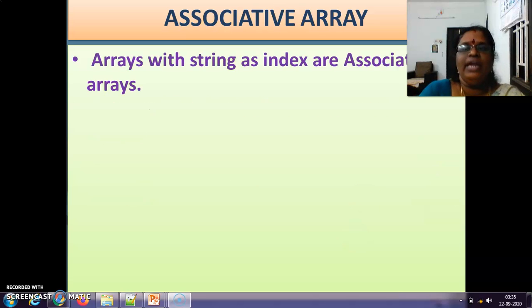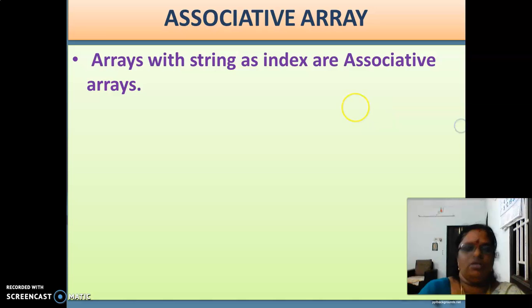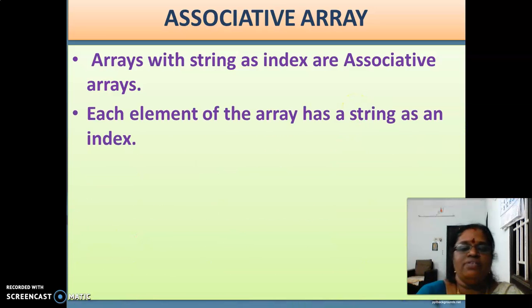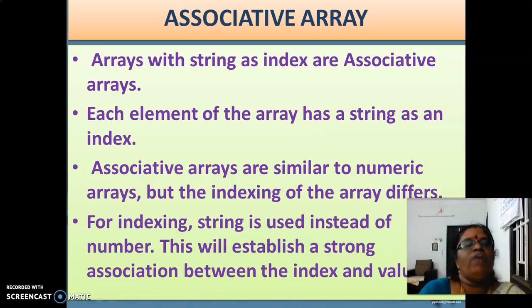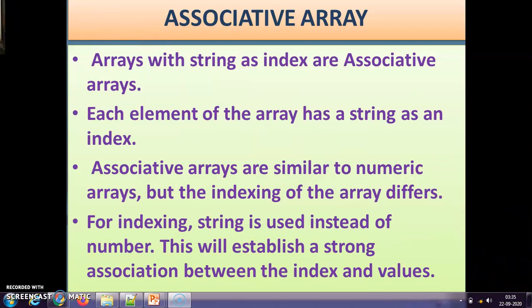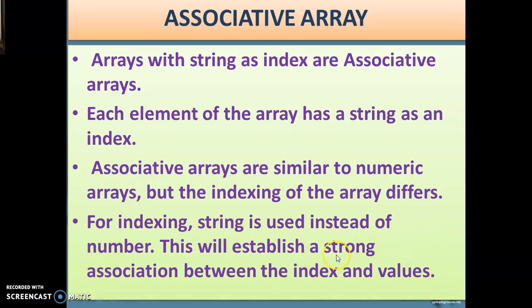Arrays with string as index are called associative arrays. Each element of the array has a string as an index. Associative array is also similar to numeric array, but the indexing of the array differs. For indexing, string is used instead of number. This will establish a strong association between the index and the values. So in numeric arrays, indexes are numbers, but in associative array, the string is used for index. So this will establish a strong association between the index and the values.